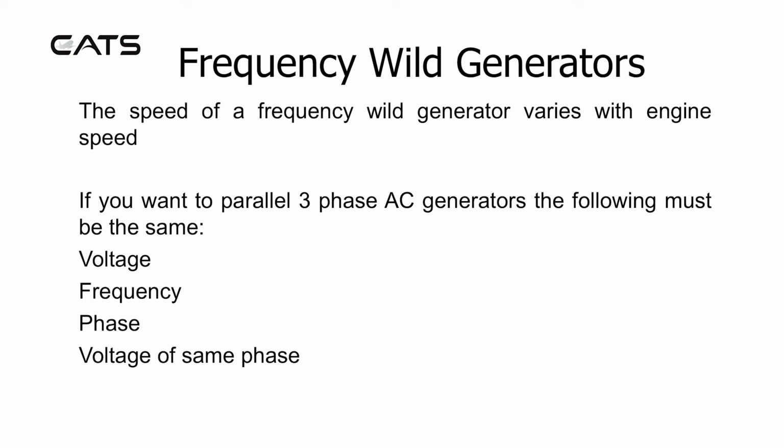Frequency-wild generators. The speed of a frequency-wild generator varies with engine speed. If you want to parallel three-phase AC generators, the following must be the same: voltage, frequency, phase, and the voltage must be of the same phase.